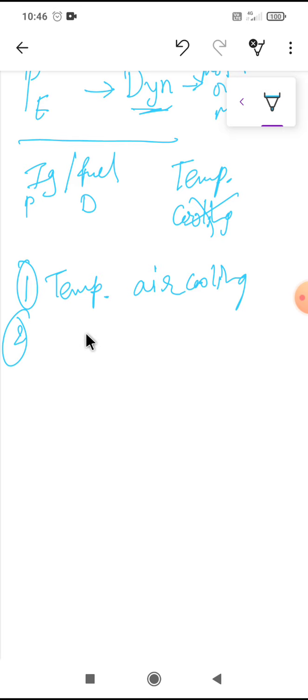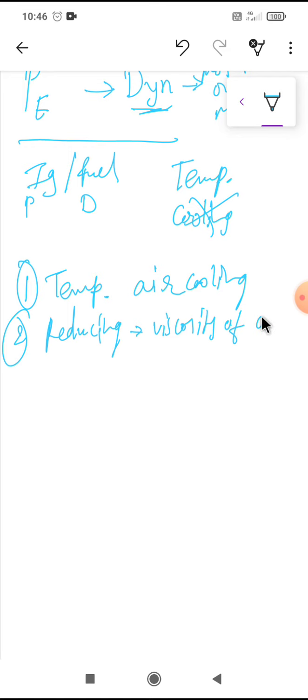Second is reduced temperatures. Reduced temperature reduces the lubricating oil temperatures and increases oil viscosity. So if the temperature is reduced, it can change the oil viscosity.